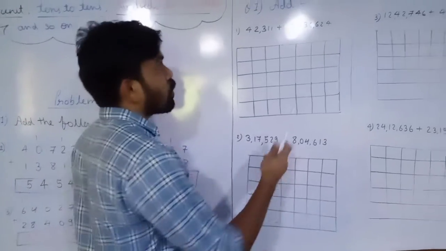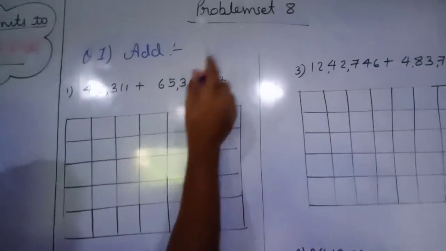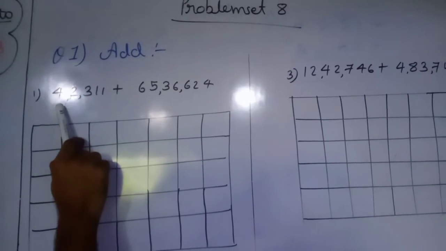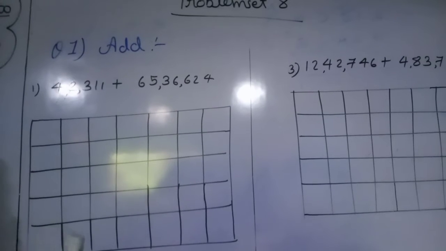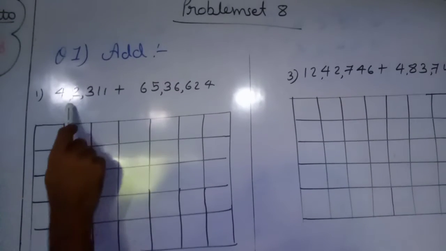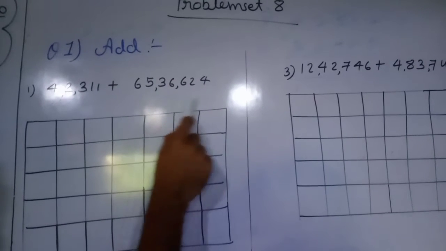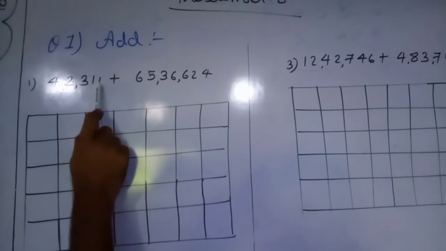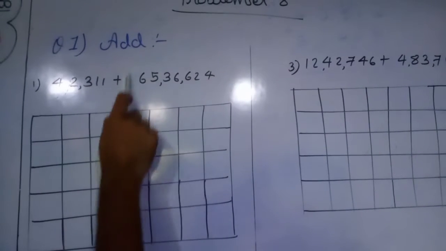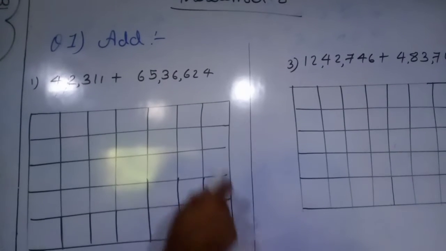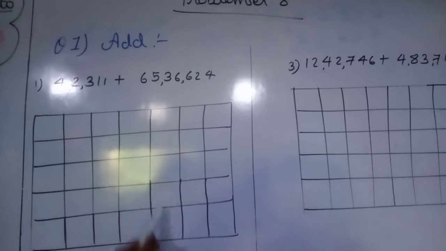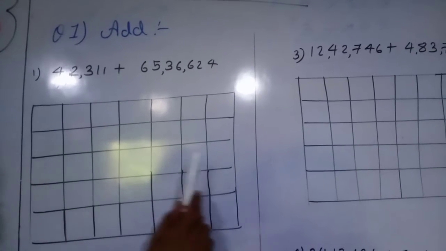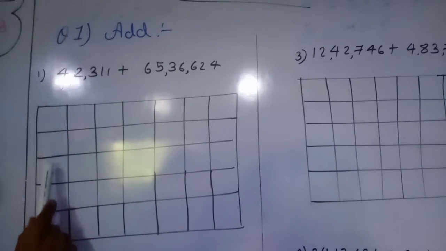Let's see in the next, problem set number 8. Question number 1, add. Here we have the question like this. We are going to do the addition. First step, we are going to count the number which has the maximum digits. We can see this one has 1, 2, 3, 4, 5, 6, 7 digits, and this has 1, 2, 3, 4, 5. Means for the maximum digits we can draw this way: vertical lines, 1, 2, 3, 4, 5, 6, 7 columns. And horizontally we need 5, 1, 2, 3, 4, 5.